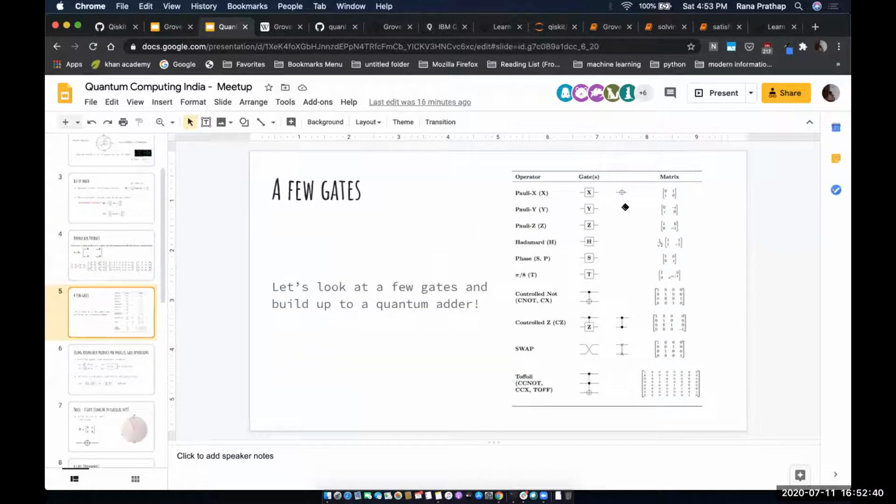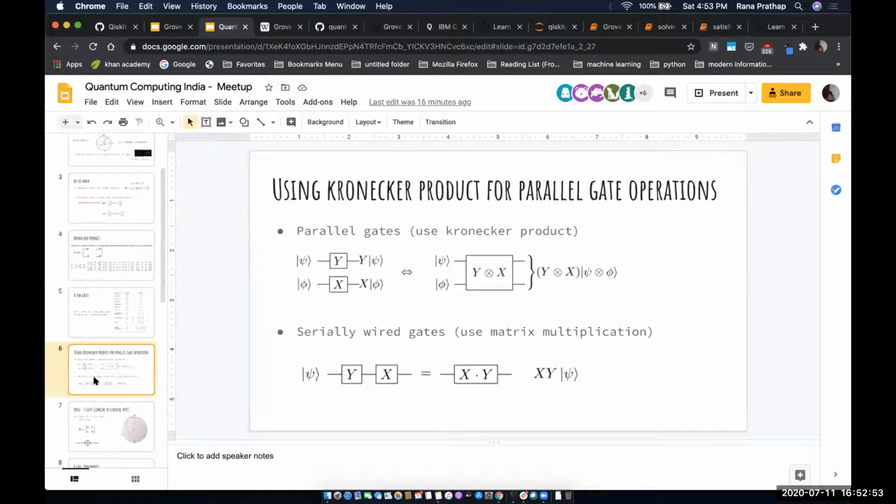Slide number 5 is something you can come back to whenever you need to look at the matrix of how a specific operator looks. And slide number 6 explains the difference between doing operations on the same qubit and on different qubits, and how the matrix changes whenever there's a difference.